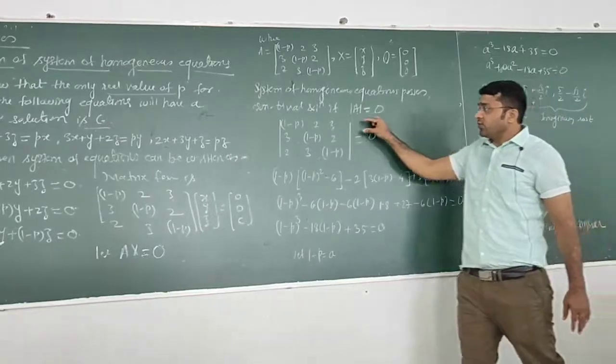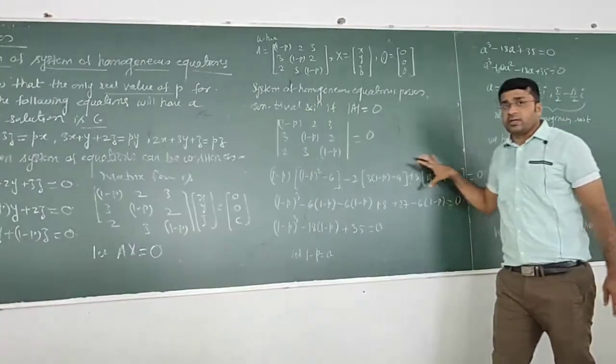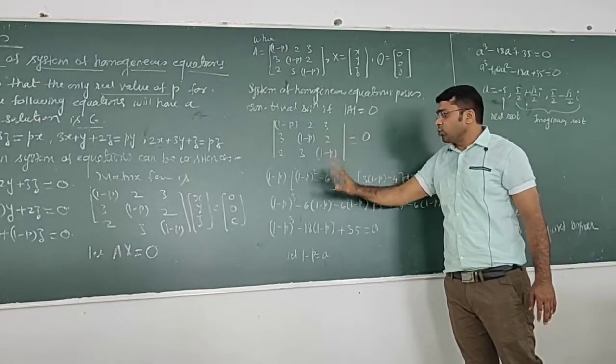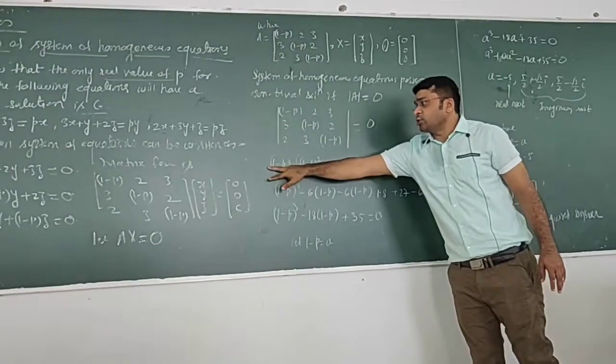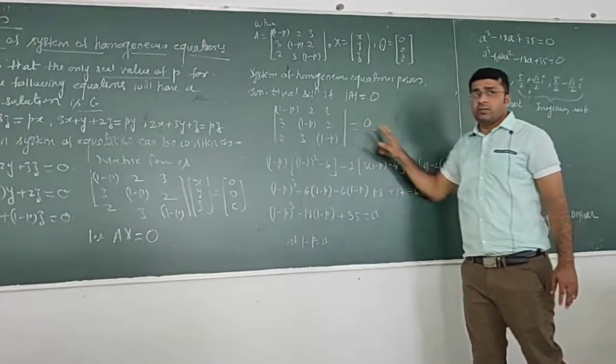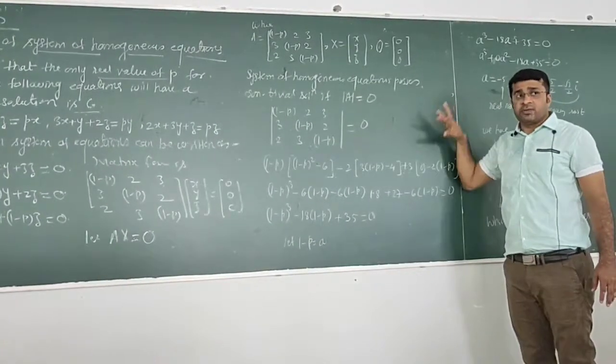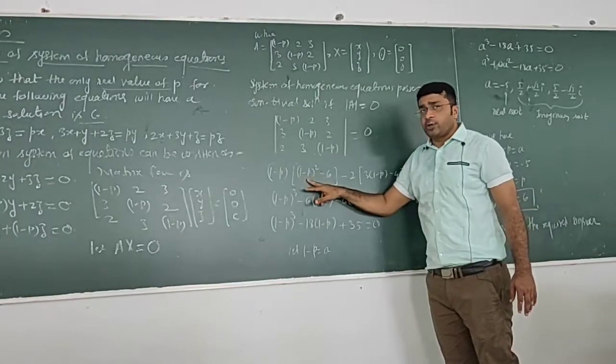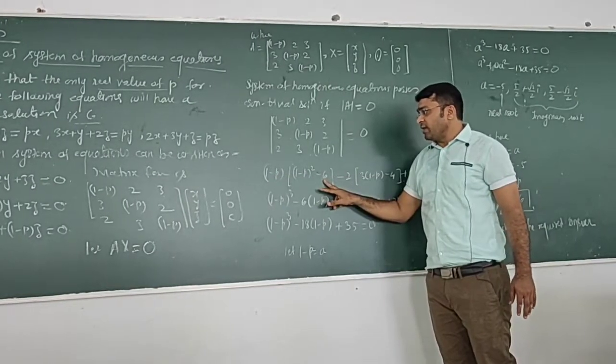So we have used the first row to expand this determinant. You can use the second row or the third row. Just go with the alternating signs: the first sign is a plus, this is minus, this is plus. That comes through the cofactors. Now simplifying, 1 minus p is multiplied to the minus 6 here.